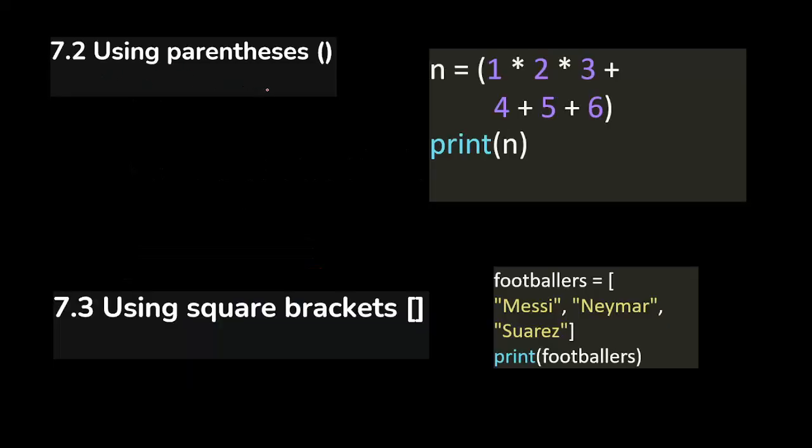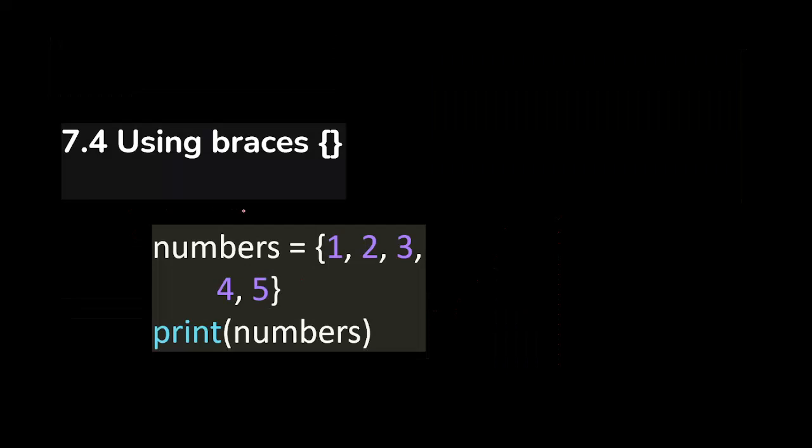Next thing, using parentheses and square brackets. These things you know, right? Next we are having using braces. So one, two, three. The next line we are having four and five.